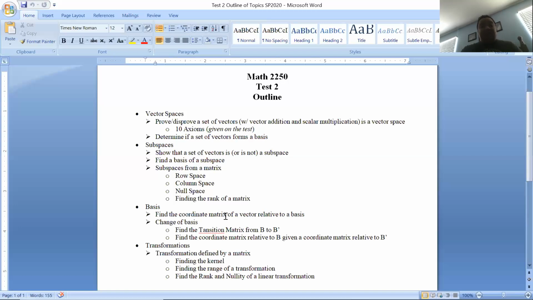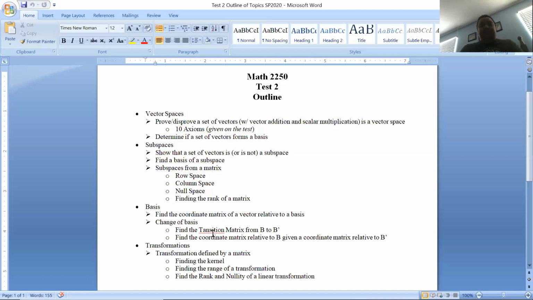As well as the change of basis, right? So we talked about this towards the end of chapter 4. How do you find the coordinates from one basis to another basis? So that's finding your transition matrix from a basis B to, let's say, B prime, as well as being able to transform a coordinate vector or matrix from one basis to the other basis. So make sure you know how to do that.